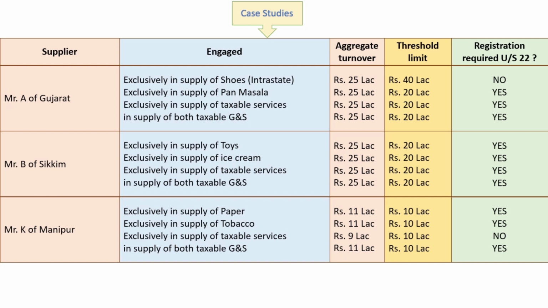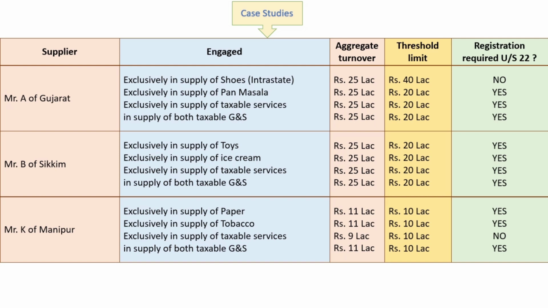Now second case study, Mr. K of Manipur exclusively engaged in supply of tobacco products. Tobacco falls under the exception of section 22 and his aggregate turnover is 11 lakh and threshold limit applicable in this case is 20 lakh and aggregate turnover is above the threshold limit. So in this case also he is liable for registration under section 22.